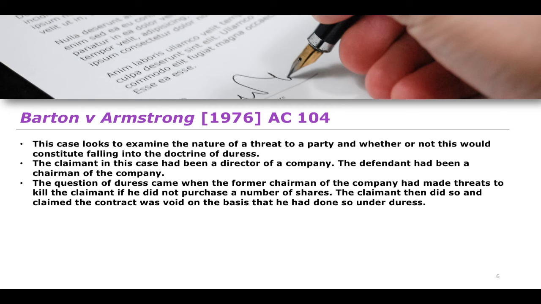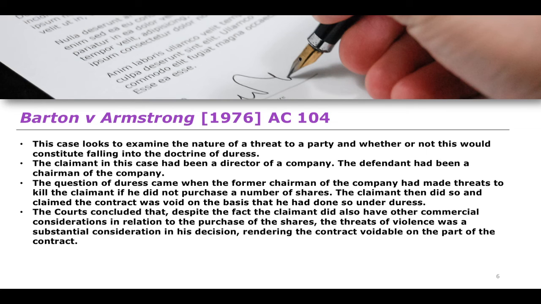The claimant did so and claimed that the contract was void on the basis that it was done under duress. I was threatened, my life had been threatened. He had threatened my life, and as a result I entered into this contract. So therefore the contract should be void. It shouldn't have any kind of meaning to it. The court actually concluded that, despite the fact that the claimant did also have other commercial considerations in relation to the purchase of the shares, the threat of violence was substantial in terms of making that decision, and so the contract was therefore rendered voidable.